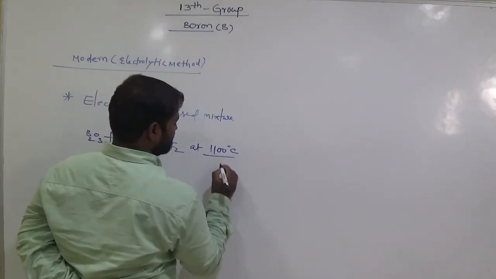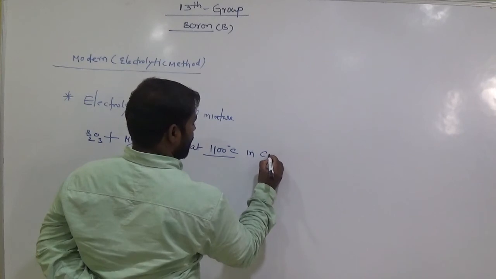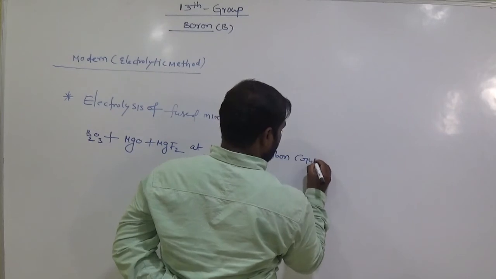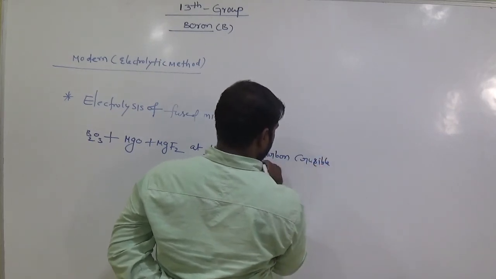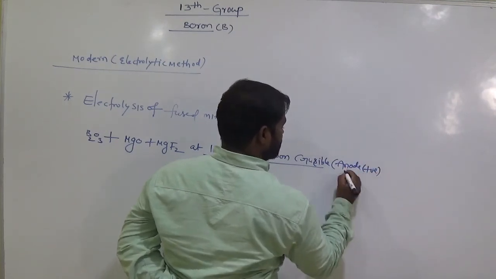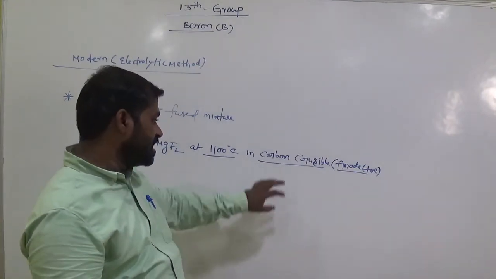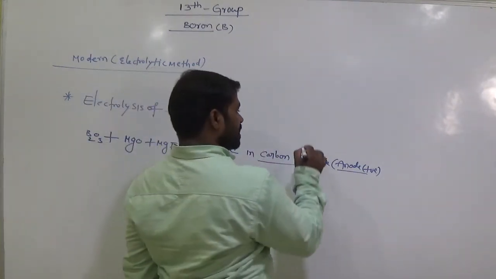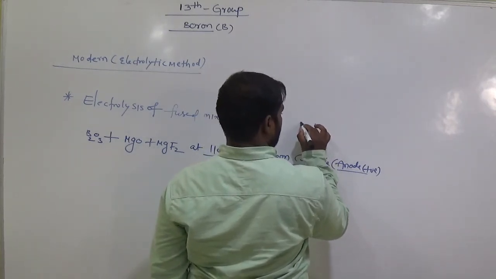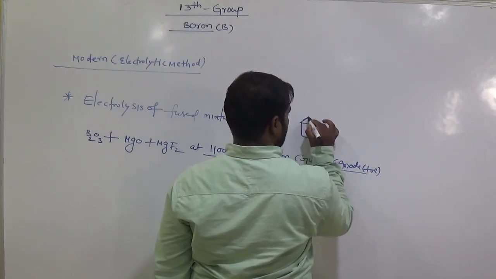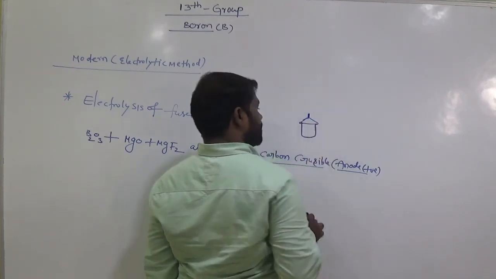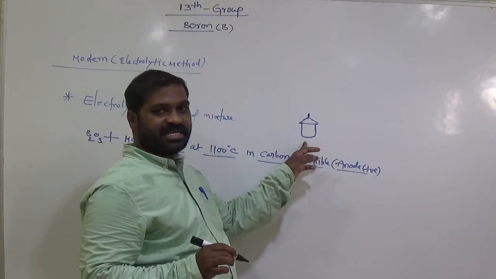at 1100 degrees Celsius, in a carbon crucible as anode, which has positive charge. Anode has positive charge. Remember this. Carbon crucible. Carbon, that means this is the crucible. This is the crucible. I think you see this kind of structure in restaurants also.